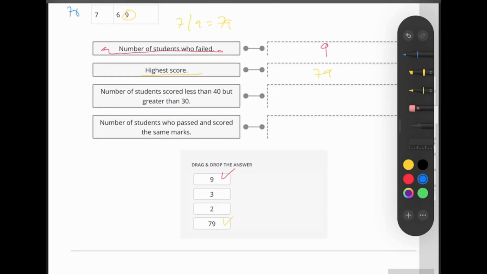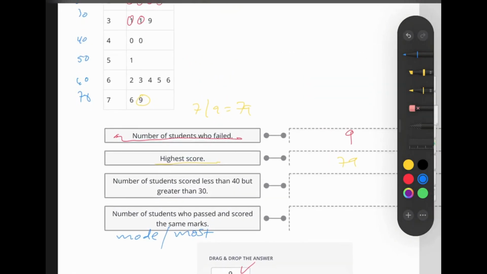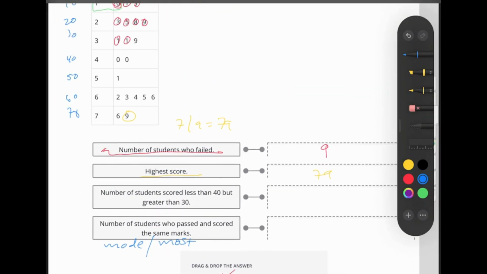And then the number of students who passed and scored the same marks. So really they're just referring to the word the most, or the mode. Number of students who passed and scored the same marks. So if I'm looking there, I see these. So this would be 40s. But let's see. Number of scores less than 40.